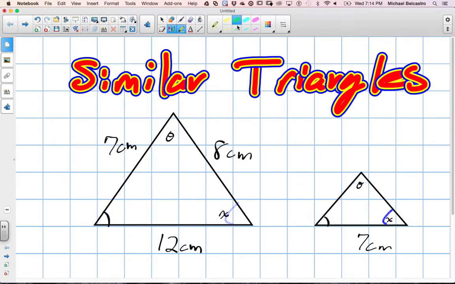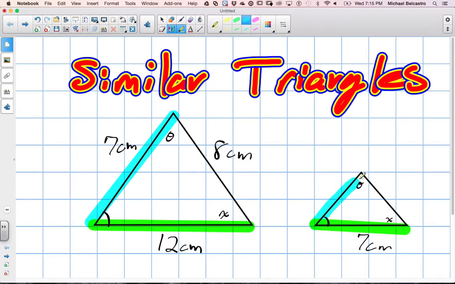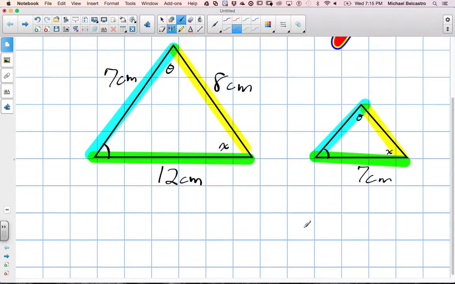We kind of have to figure out what corresponds with what. So our 12 centimeters is between these two angles, which means our 7 centimeter is the one that corresponds to that side. Our 7 centimeters here corresponds to this side, and our 8 centimeters corresponds to this side. And it's all set up the same, so it's pretty simple to see. What we need to find is some kind of scale factor.